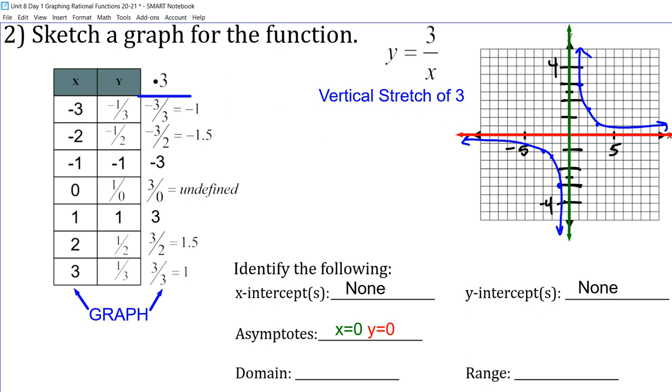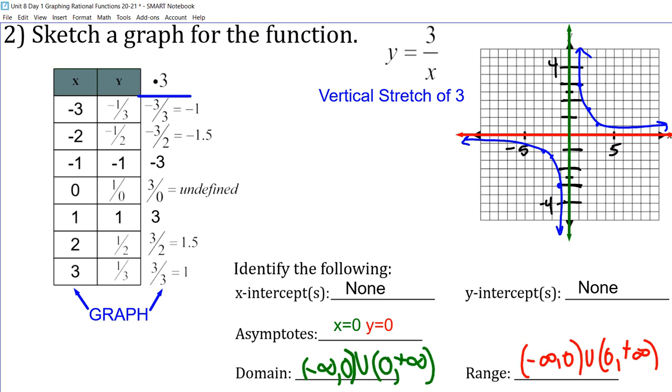How does that impact our domain and range? Well, it means we can't use 0 for either of those. So our domain would show that everything less than 0 and greater than 0 can be used, but not 0 itself. Same thing for the range. Anything less than 0 for an output is okay, or greater than 0 for an output, but not 0. So again, we've got the two pieces and we're putting them in union with each other, showing that 0 is excluded from the range, the outputs, as well as the inputs from your domain.